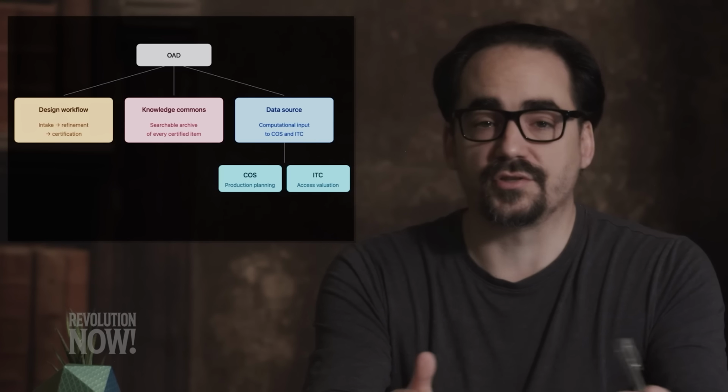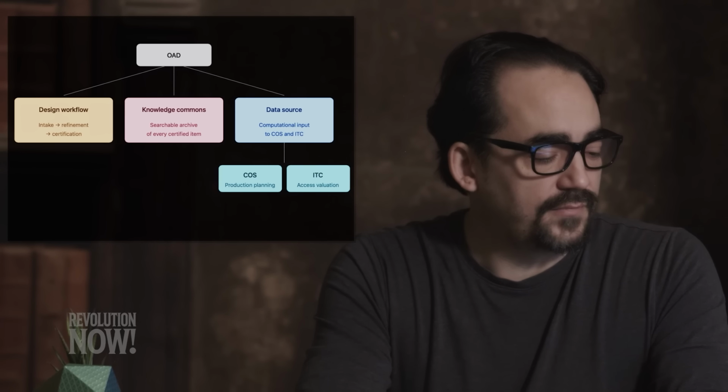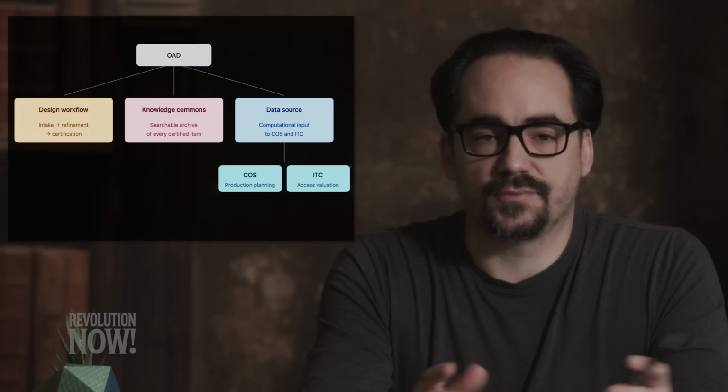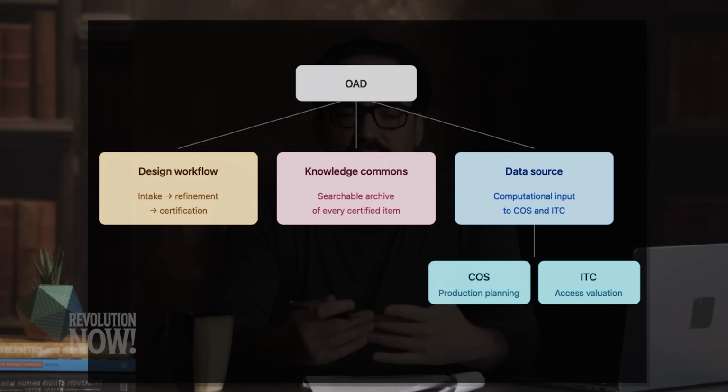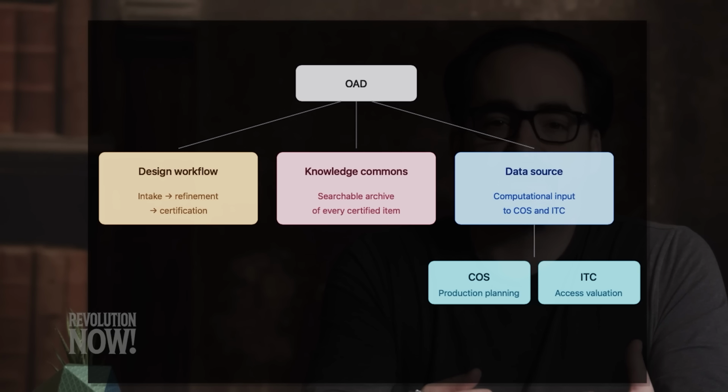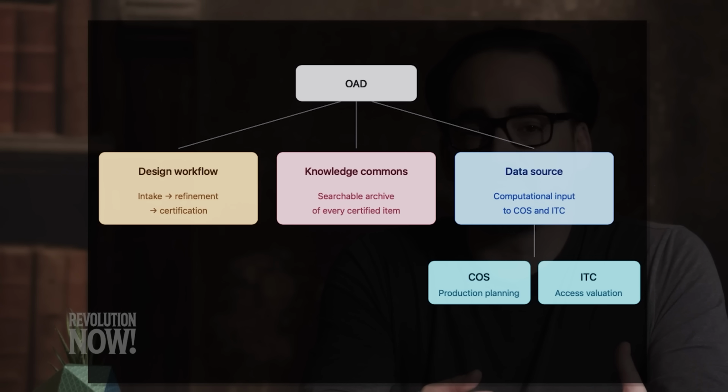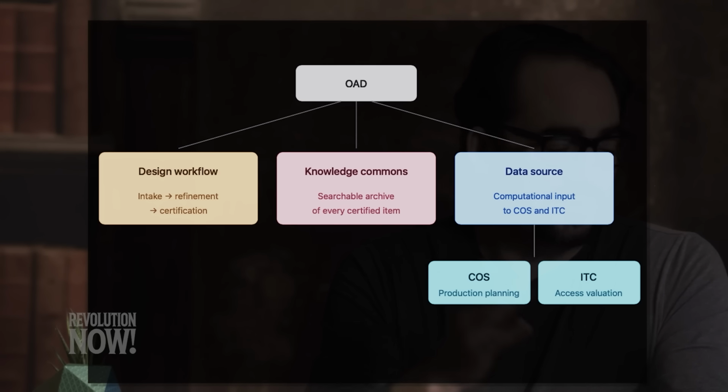Put another way, this is where an Integral node, and by extension the entire global Integral network, designs and refines its economic creations, goods, and services. Broadly, the OAD does three things at once. It is a design workflow: intake, refinement, certification. It is a knowledge commons, a searchable archive of every certified item and supporting data to be shared.